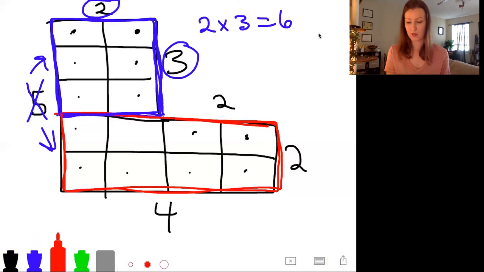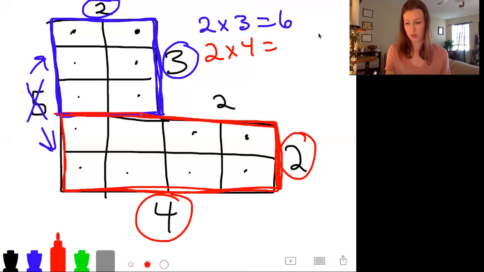We can only include what's in the red shape, and that's going to be on this side, which is the 2, and on the bottom, which is the 4. 2 times 4 equals 8. And then all we do from there is add them together. 6 plus 8. And that's going to equal 14.